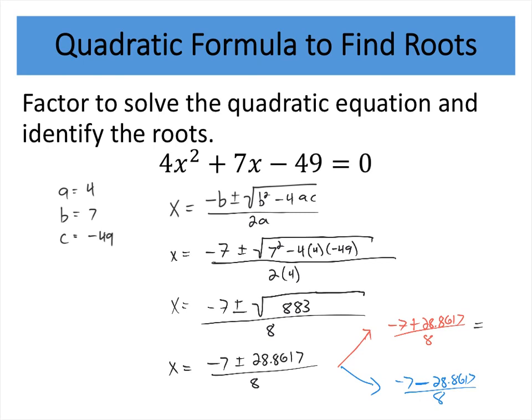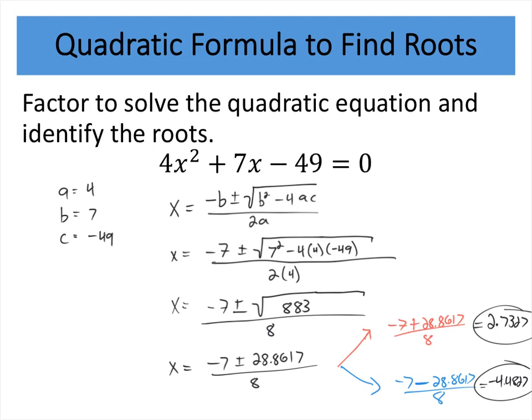So when I put this into a calculator, I get 2.7327, and down here I get negative 4.4827. So these are our roots, and they're funky looking. They don't look really nice. And now we're going to look at how to graph these.